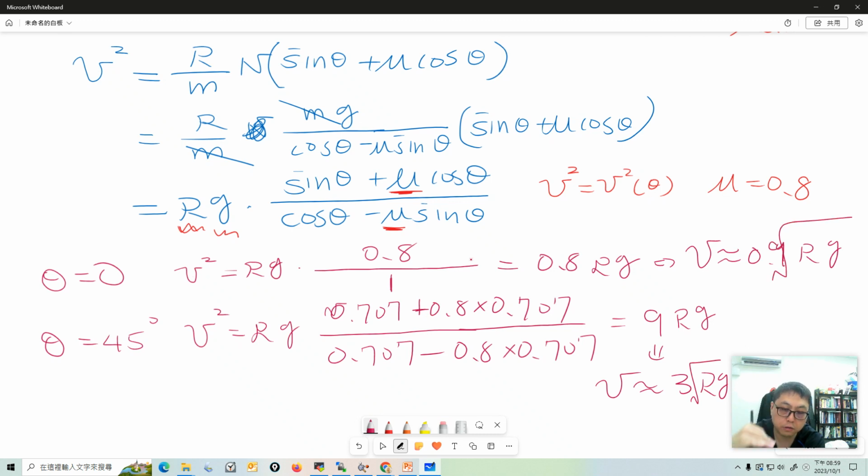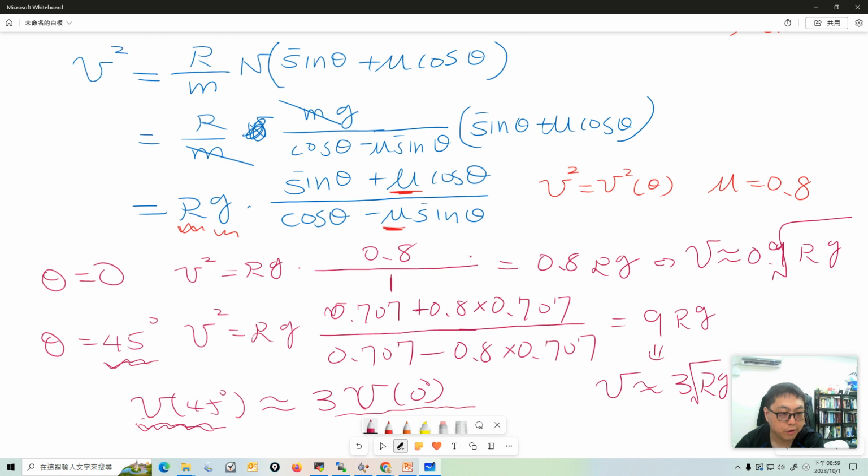So if the corner is banked 45 degrees, the speed is about triple what it is if you don't bank. Your corner speed can reach three times higher than the corner speed without the bank. Okay, that's why the bank helps you to have a higher corner speed.